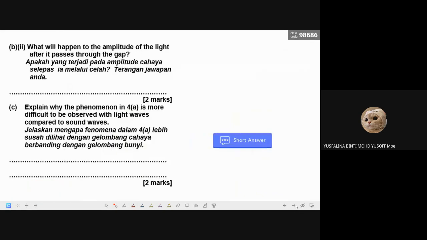Okay, the next one. So this one you have to answer. B3 and C. Explain why the phenomenon in 4A is more difficult to be observed with light compared to sound waves. So this one we already mentioned in class 2 weeks ago, I think. Why is wave diffraction hard to observe if you're using light waves compared to sound waves?